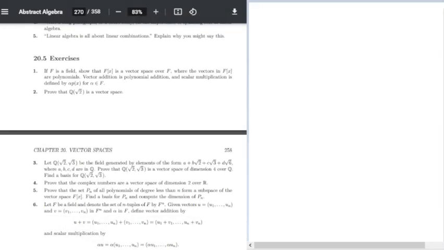Let's get to it. Alright, if F is a field, show that F of x is a vector space over F, where the vectors in F of x are polynomials, vector addition is polynomial addition, and scalar multiplication is defined by a p of x for a in F. Alright, so we basically need to check the properties. First of all, we know that F of x is an abelian group because F is an abelian group as well. So we know that the abelianness condition is satisfied.